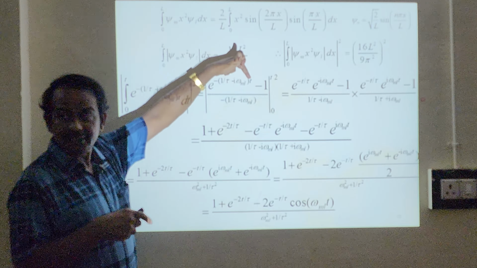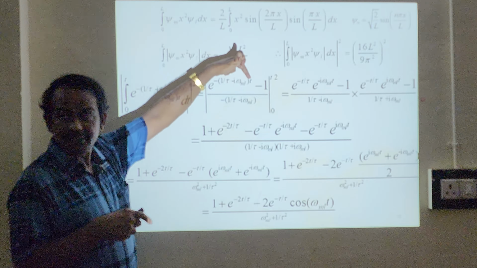When you multiply this term with this one, it will be 1, and this one will be e power minus 2t by tau. And the rest of the terms, this term multiplied by minus 1, multiplied by this term, will be these two terms. Is it okay? I repeat, minus 1 multiplied by minus 1 will give you plus 1. This multiplied by this will give you 1. e power minus t by tau, e power minus t by tau will give you e power minus 2t by tau. And rest of the terms, this multiplied by minus 1, multiplied by this term, will be these two terms.